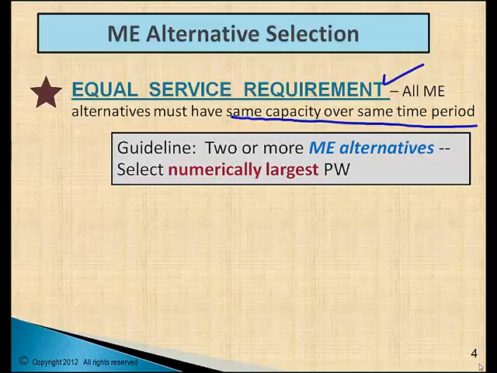Now, about that selection guideline of picking the numerically largest present worth value when two or more mutually exclusive alternatives are considered. What does this mean? Well, it means that the cash flow direction must be retained for revenues and costs. That is, sign is important. The absolute value of the present worth value is not taken when the selection is made.